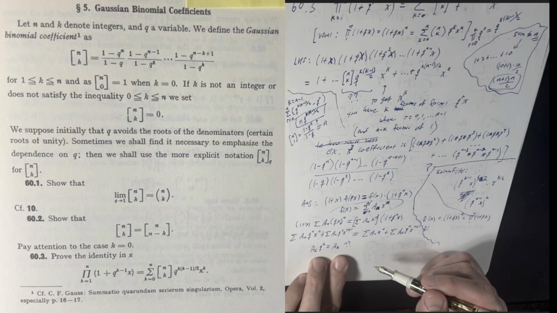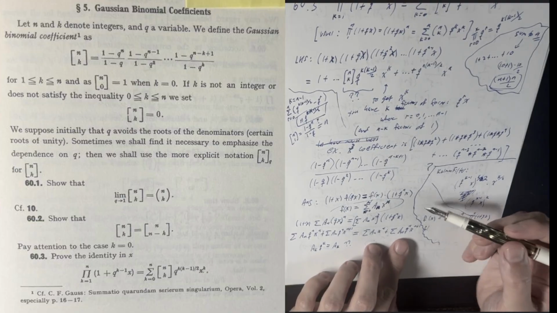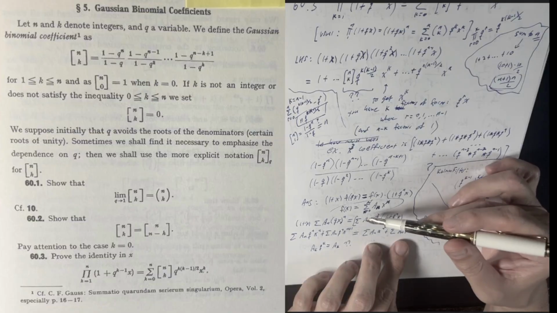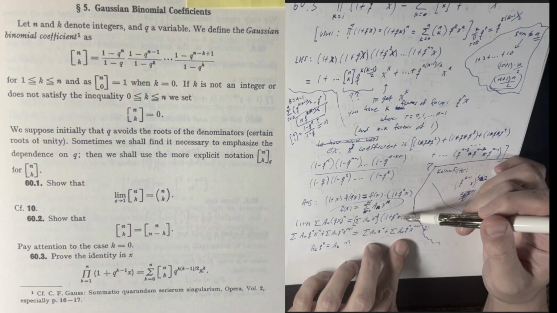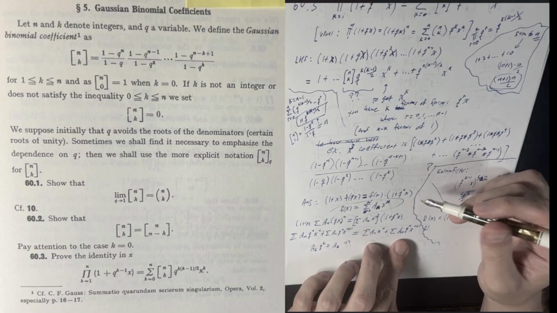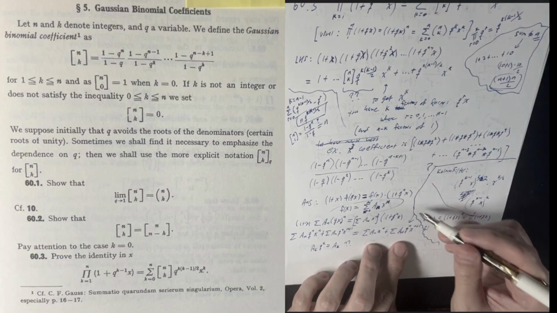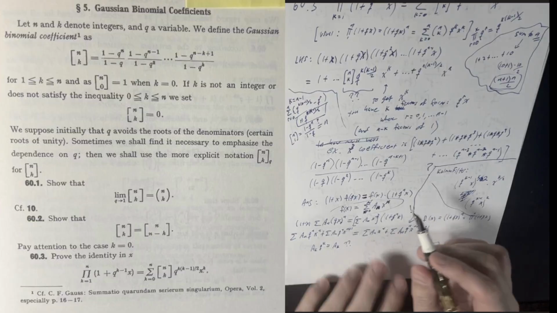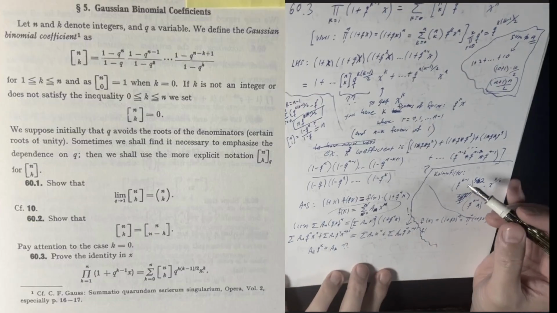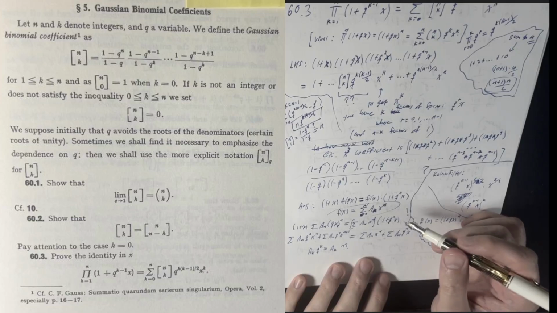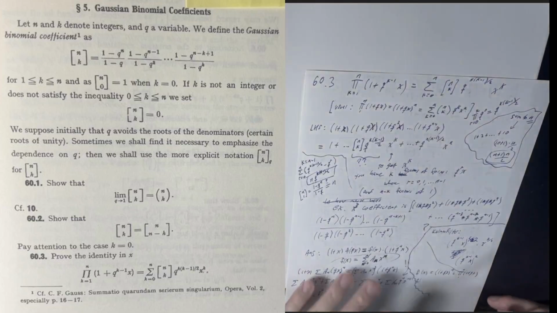It doesn't even make sense. And on the right, I got q to the n. Oh, I see what I did. Okay, sure. This is what I get for being sloppy.